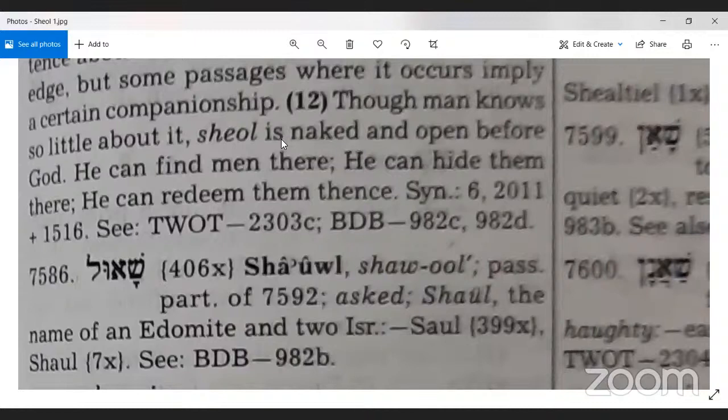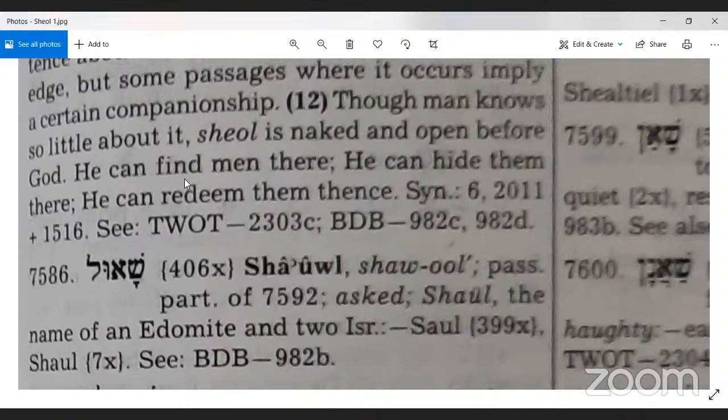Is that synonymous? Yes, synonymous with Strong's number 211 through 15, also 16. So now we're going to look at Brown Driver Briggs 98 2C. Does anybody want to make any comments about number 12 before we move forward?